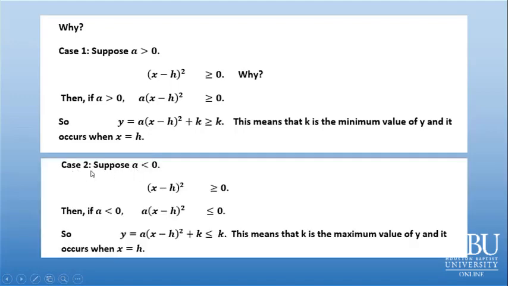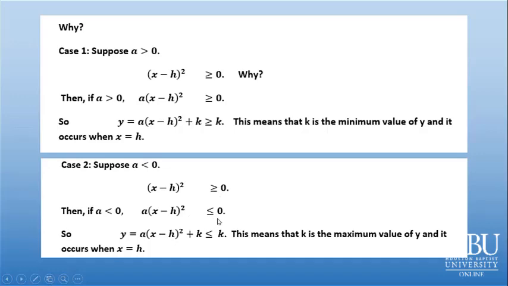Looking at case 2, suppose a is a negative number. Again, (x minus h) squared has to be greater than or equal to 0, no matter what value x takes on. But now, when we multiply the inequality through by a negative number, a times (x minus h) squared is going to be less than or equal to 0 times a, which would still be 0. When you multiply an inequality through by a negative number, you reverse the direction of the inequality.